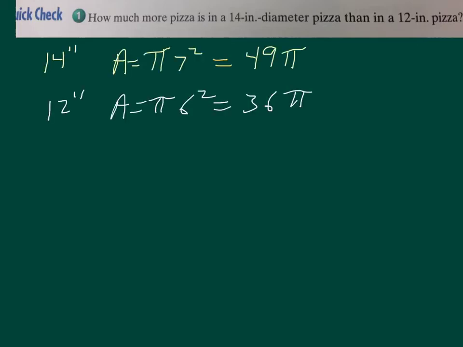In a 14-inch pizza, you're going to get pi r squared, which would be 49 pi square inches. In a 12-inch pizza, you're going to get 36 pi square inches. So you're going to subtract the 12-inch from the 14-inch, and you'll get 13 pi more square inches, which is approximately 40.84 square inches, about 41 more square inches in a 14-inch pizza than in a 12-inch pizza.